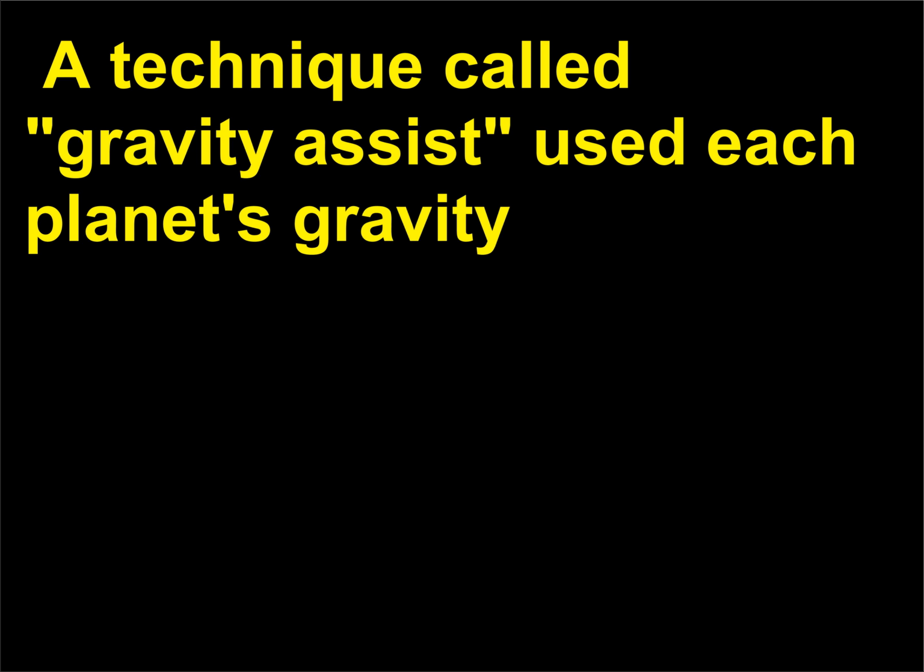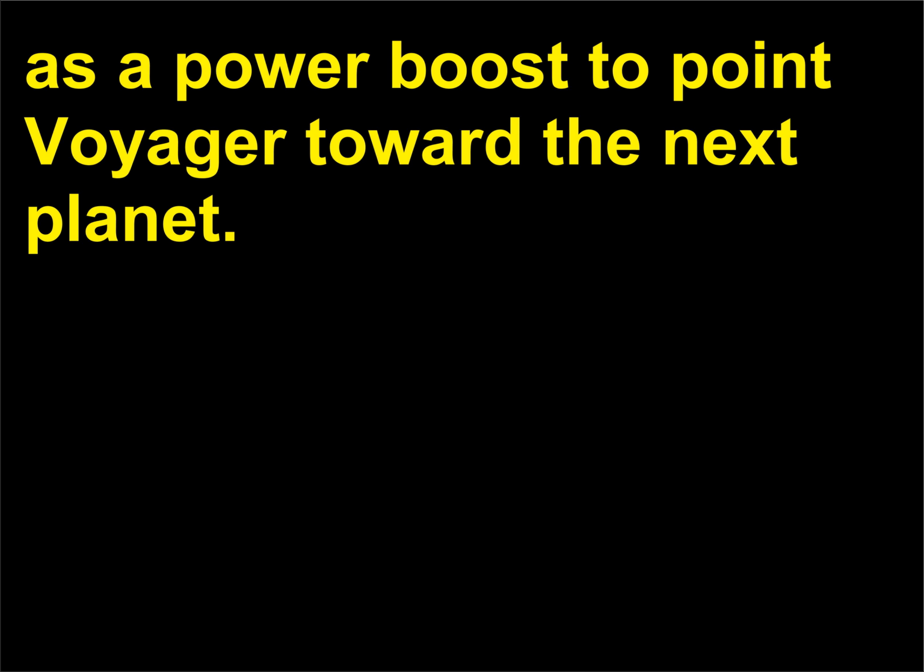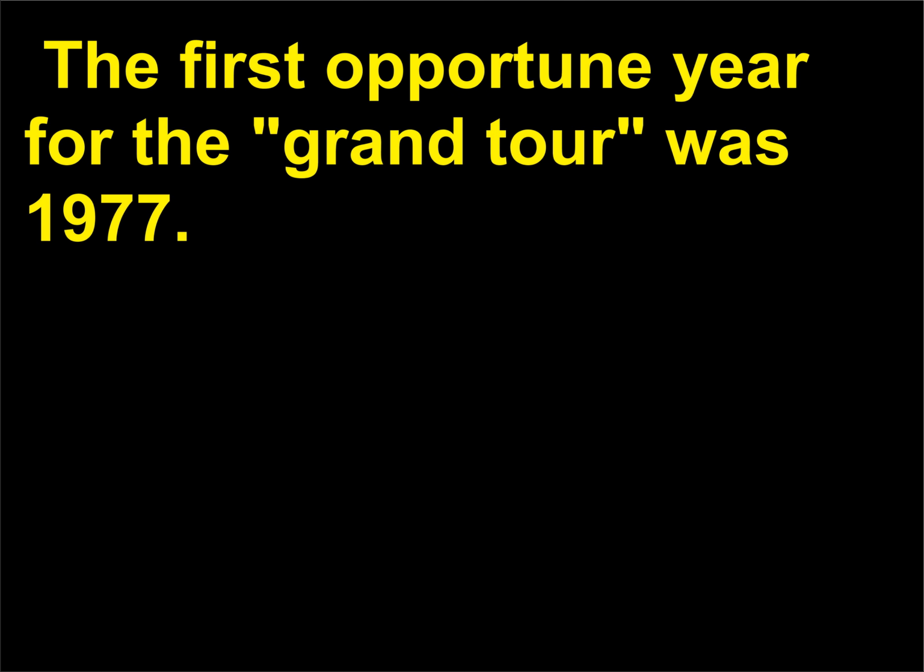A technique called gravity assist used each planet's gravity as a power boost to point Voyager toward the next planet. The first opportune year for the Grand Tour was 1977.